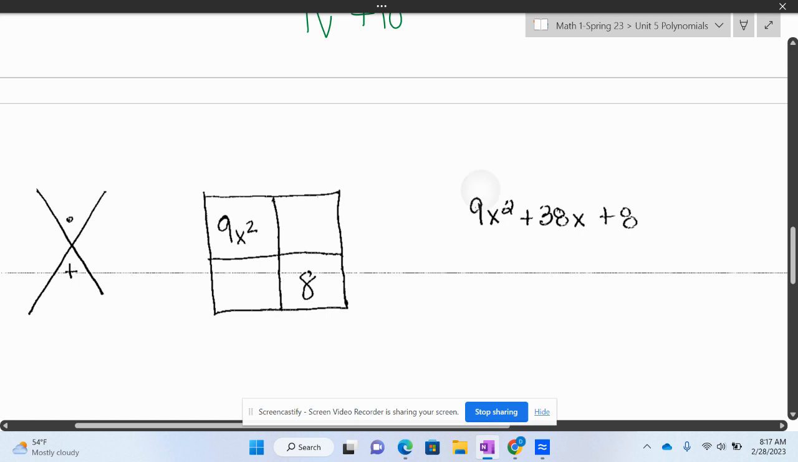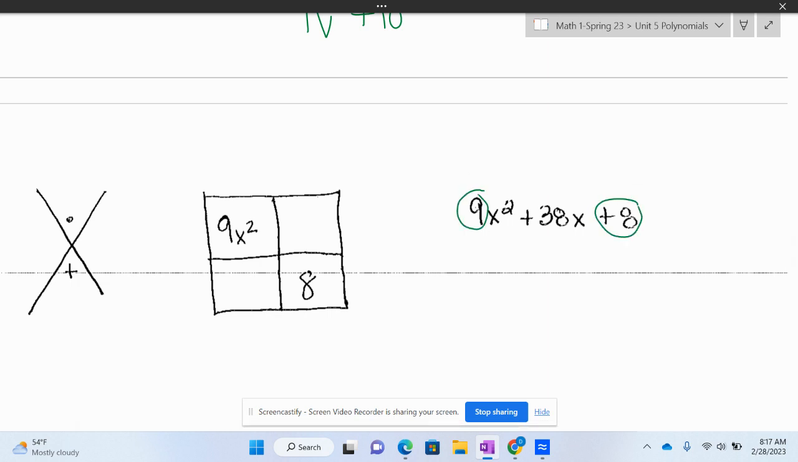So let's see. Let's talk about my product. What am I looking for? 9 times 8 is 72. Okay. And what is my sum? 38. It's the B value. This is your sum. Okay. So 38.